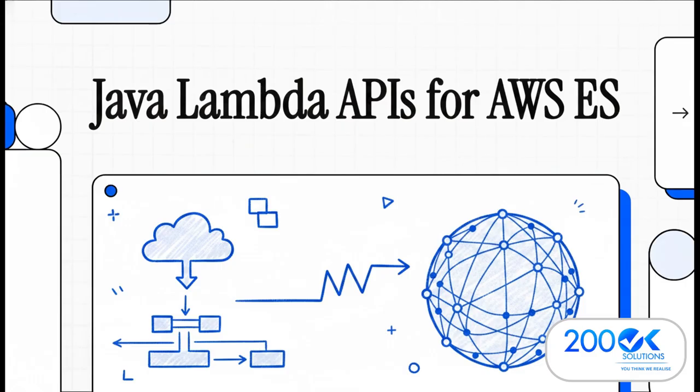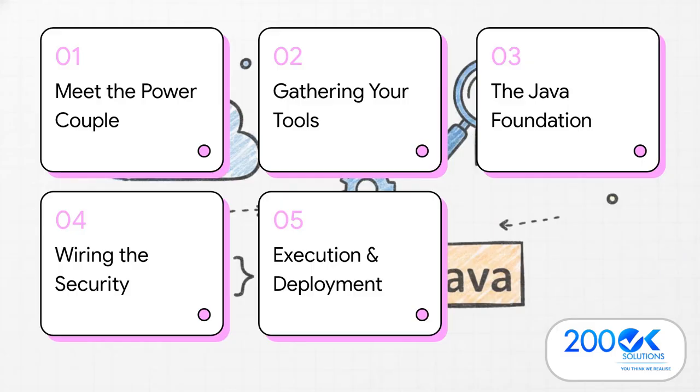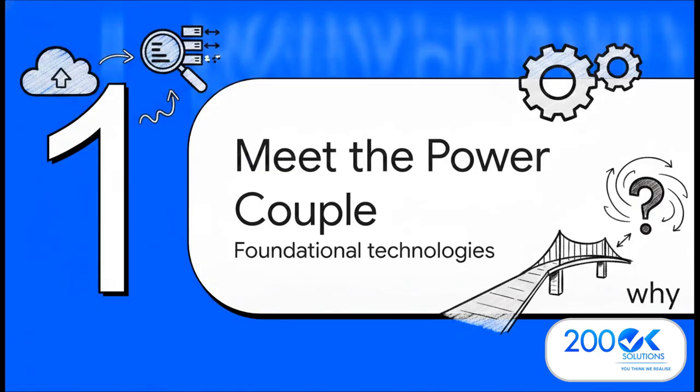Let's build this together. Okay, let's just do a quick flyby of our agenda so you know exactly where we're headed. We'll start by meeting the power couple, our core technologies. Then gather your tools, lay down that Java foundation, wire up the crucial security layer, and finally, handle execution and deployment. Let's kick things off with Section 1, Meet the Power Couple, where we introduce our foundational technologies.